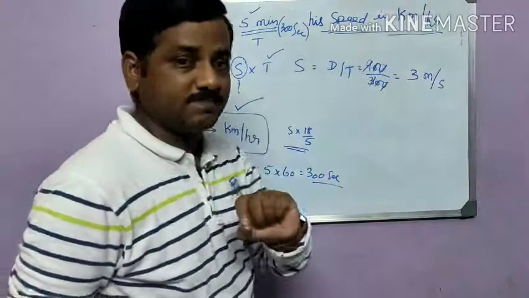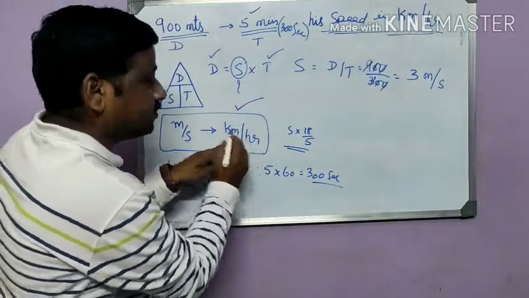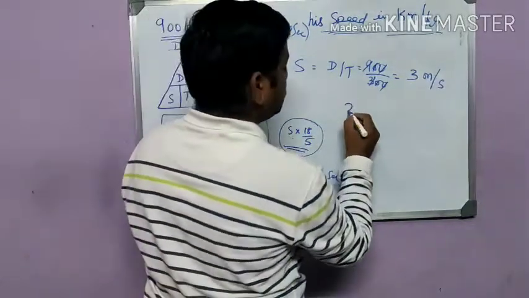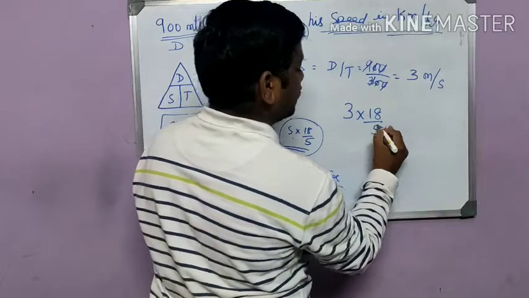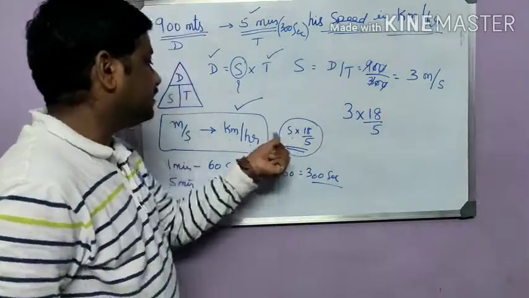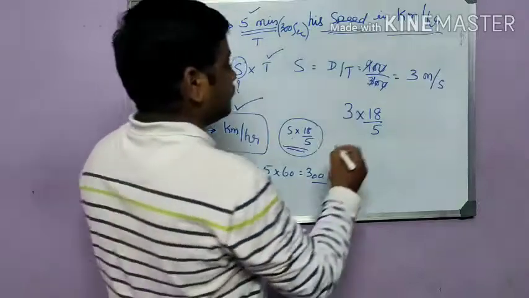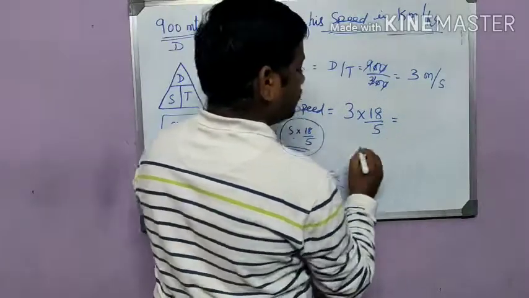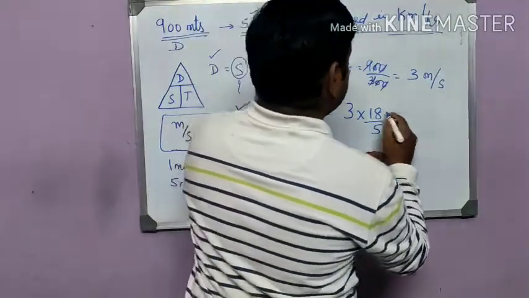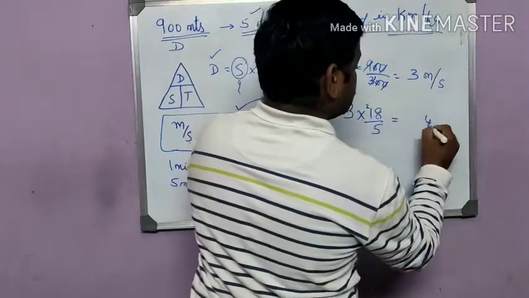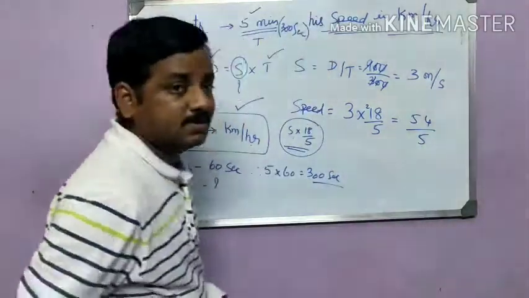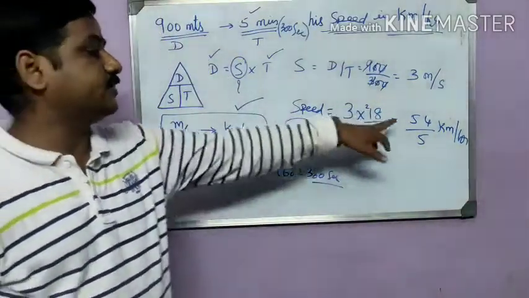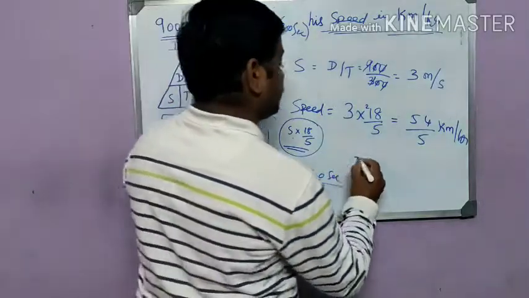So the speed is 3 meters per second. Now I want to convert that into kilometer per hour, so the speed has to be multiplied by 18 by 5. So 3 into 18 by 5. Once you do this, we get the speed in terms of kilometer per hour. Therefore, the speed is equal to 3 into 18 by 5. We can say 3 eights are 24, so 54 by 5. This will be the answer for this question. So the speed in kilometer per hour is 54 by 5, or you can just simplify it.